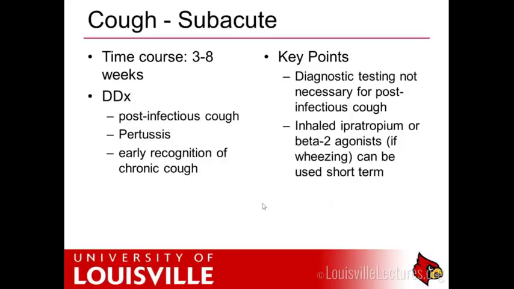Subacute cough, so these are 3 to 8 weeks, and this could either be post-infectious cough, which is definitely the most likely diagnosis out of this group, the most common. You could get pertussis or early recognition of someone with a chronic cough. And again, if you think that this is just post-infectious, like they had a viral illness and now they don't have any concerning signs or symptoms, then don't do any more diagnostic testing. You can just treat them with either inhaled ipratropium, or if they have wheezing on exam, you can give them a beta-2 agonist.